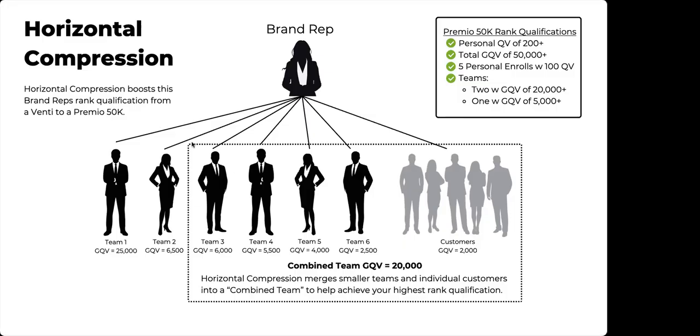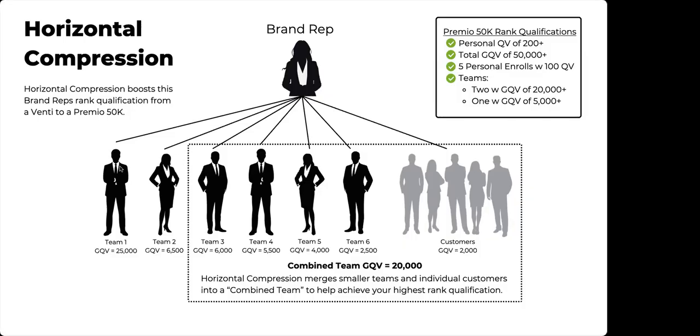And then what it does, it says, if I combined all these other teams, it doesn't actually move placement. It just says, if I combined all the other teams and the customers into one kind of quasi combined team, what would the volume of that team look like? And how could I then use that to rank this brand rep at the highest possible rank, so long as they have their other qualifiers, their personal QV, their personal enrollments, all that stuff, right?